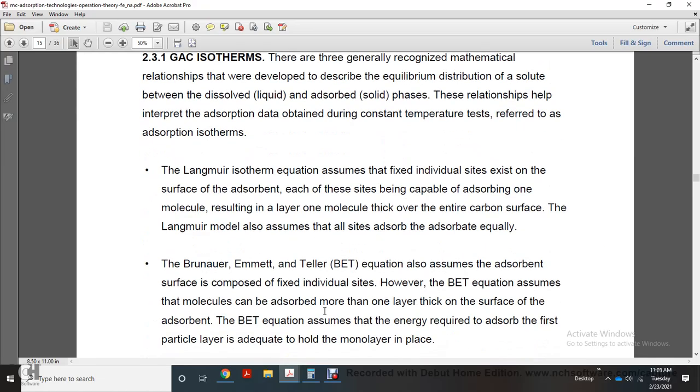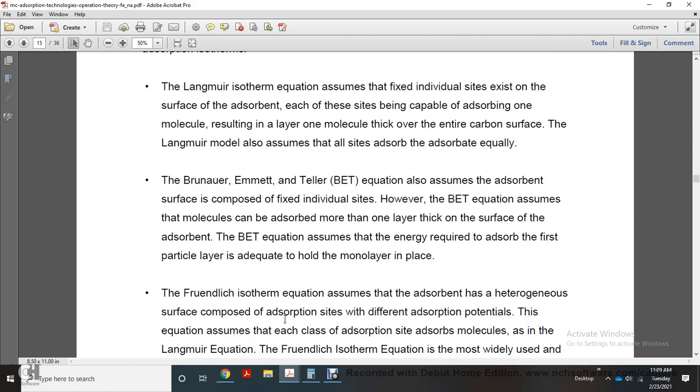The Langmuir isotherm equation assumes a fixed number of individual sites existing on the surface of the adsorbent, each of these sites being capable of adsorbing one molecule, resulting in a layer one molecule thick over the entire carbon surface. The Langmuir model assumes that all sites adsorb the adsorbate equally. The Brunauer-Emmett-Teller equation also assumes the adsorption surface is composed of fixed individual sites. However, it assumes molecules can be adsorbed in more than one layer on the surface of the adsorbent. It assumes the energy required to adsorb the first layer is equal to that of the monolayer.